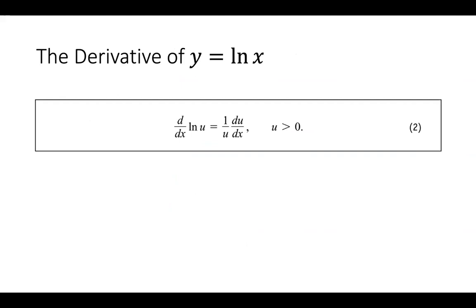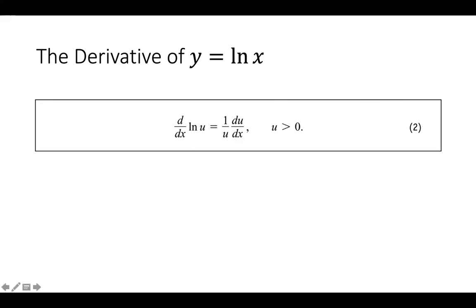All right, now we come to the derivative of y equals natural log of x. The derivative with respect to x of natural log u, so I'm giving you the chain rule version of this derivative rule, is equal to 1 over u times du/dx. So if this was just the derivative with respect to x of natural log of x, it would just be 1 over x.